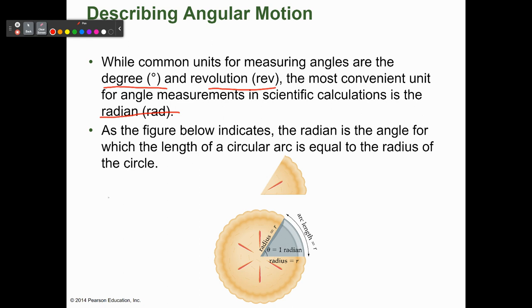So let's look at an example. This piece of pie. A radian is the angle for which the length of the arc, and the arc is the curved part, the length of that arc is equal to the radius of the circle. That's 1 radian. Okay, so that's just the definition of a radian. The radian is the angle for which the length of the circular arc equals the radius of the circle.